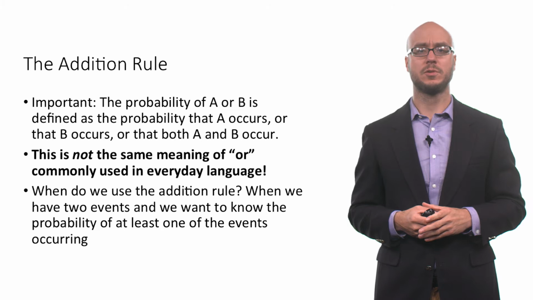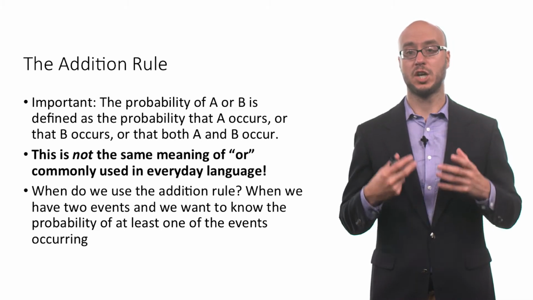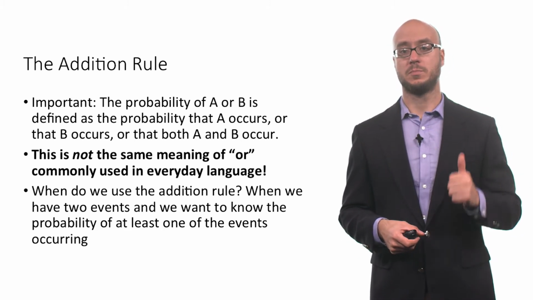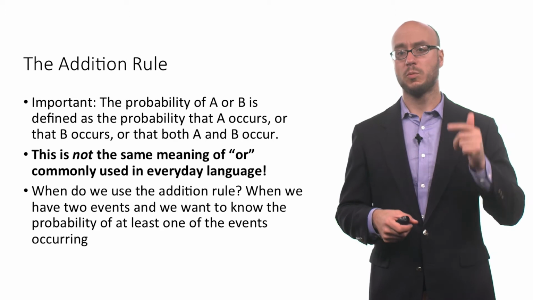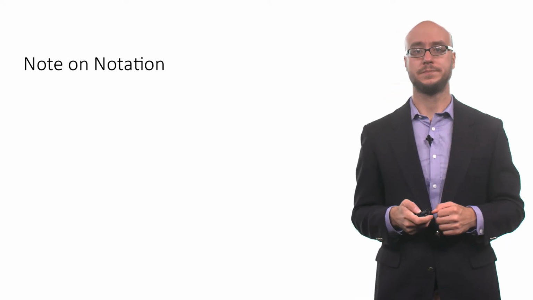So when do we use the addition rule? When we have two events and we want to know the probability of at least one of those events occurring. So in this case, we want to know what's the probability of being poor, what's the probability of not having health insurance, or what's the probability of having no health insurance and being poor.